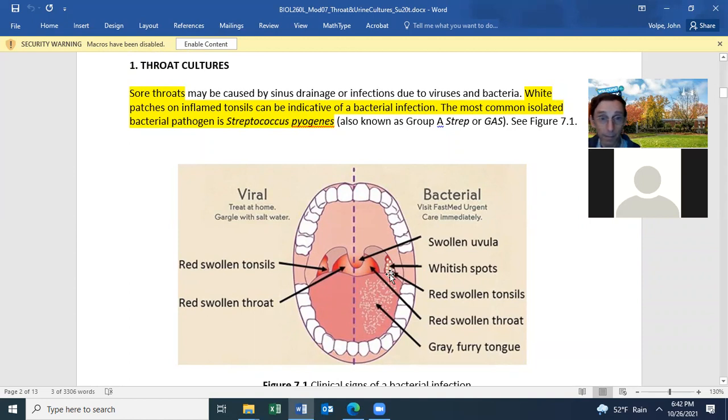The most common bacterial pathogen, as I stated, from a sore throat or throat culture is Streptococcus pyogenes. It has a few other names, group A strep or GAS for group A strep. I generally call it Streptococcus pyogenes, meaning I name it by its official scientific name.